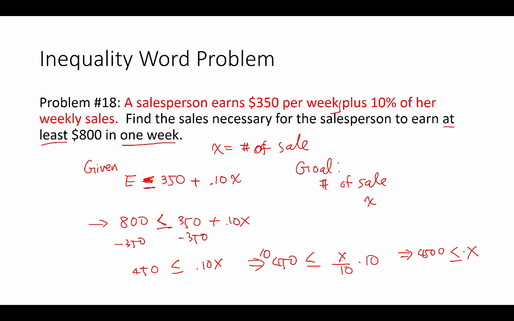Now let's use the symmetric property so that the x is on the left side. So what does it mean? That she needs to make at least 4,500 in sales to earn at least $800 in 1 week. So that's how you solve the problem, and we'll see you guys next time.